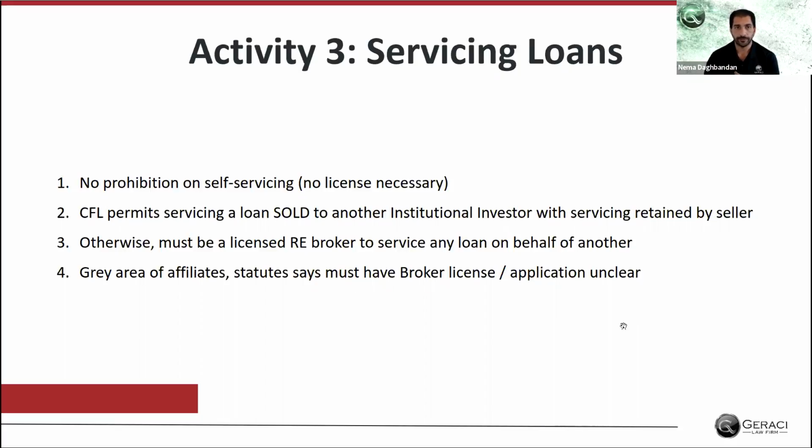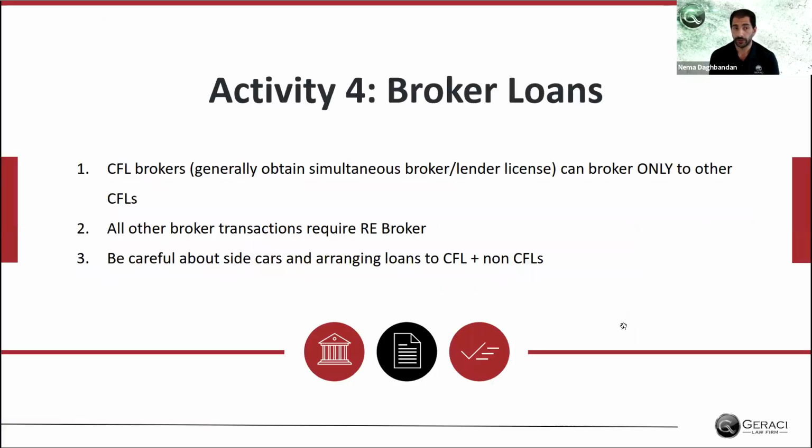So activity 4, brokering loans. Also an area of confusion, particularly for those who obtain a California finance lender's license. When you apply for a California finance lender's license, you generally apply for a broker and lender license, and the reason you do that is because it doesn't cost you any more. It's part of the same application. It's basically a check the box: I want to be a broker as well. But the challenge is that what loans you can broker is very, very limited.